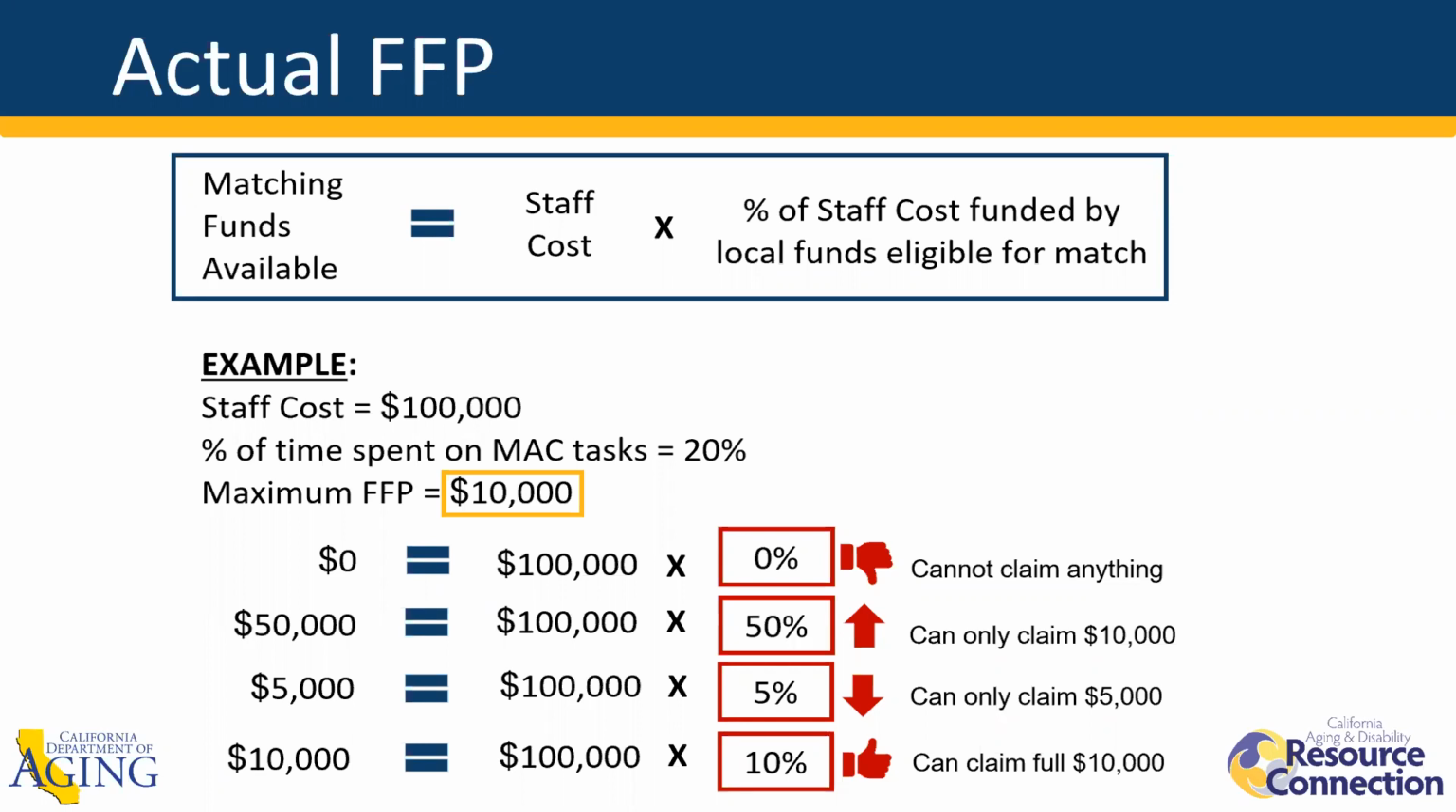Now, if you're still totally lost, don't worry too much about it. What I do want you to take away from all of this is understanding that the actual amount that can be claimed not only depends on how much time staff spend performing MAC tasks, but also how their positions are funded, because that's what's going to determine how much matching funds are available. So this was really more to show your fiscal team how they can be a little strategic to maximize the amount that can be claimed.